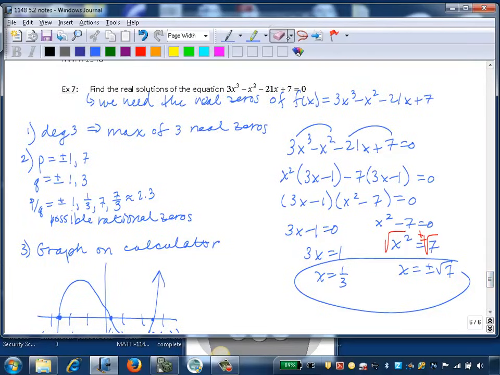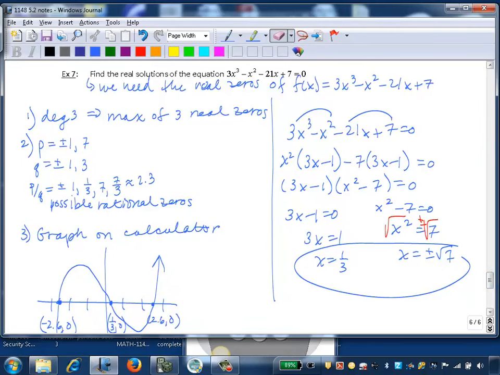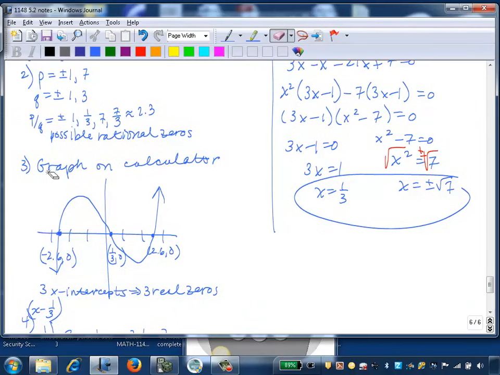So if the polynomial factors, you can directly factor it and then set those factors to 0 to get the zeros or the solutions to this equation. But many of them will not factor like this, so that's why we want to have this method in our repertoire as well.